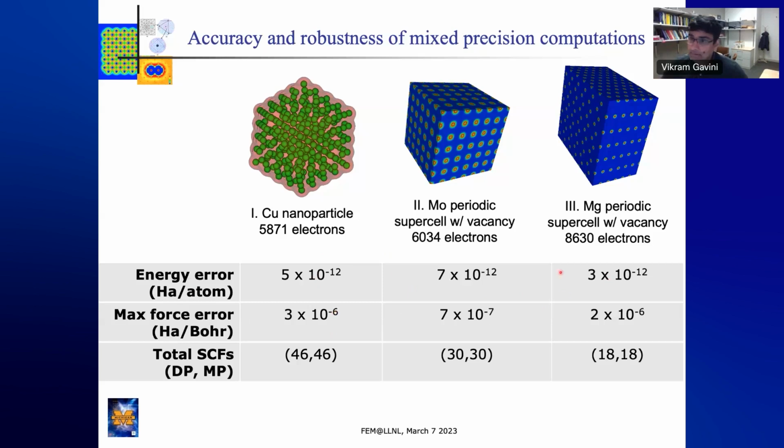And you can see that the error is fairly small for the ground state energy, as well as the error in the forces is also much lower compared to the desired tolerances to which we would want to converge the forces. And in terms of robustness, the number of self-consistent field iterations are not changing. So that shows that the mixed precision aspects are not polluting the calculation.